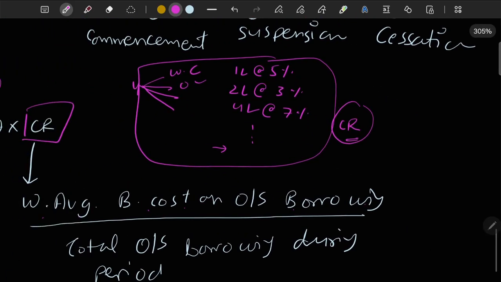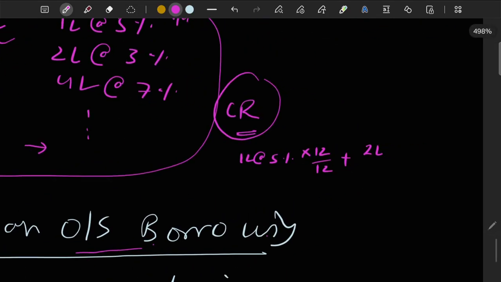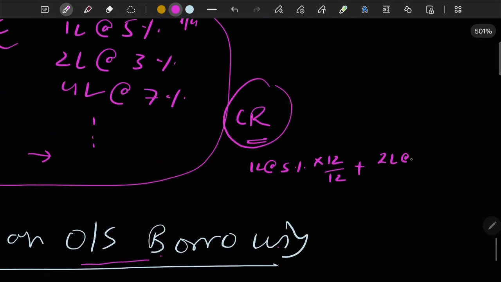So in this case, what will be our weighted average borrowing cost on outstanding borrowings? 1 lakh at the rate 5%. Let's say we have taken this on 1st April, so it will be into 12/12 for the whole period, plus 2 lakh at the rate 3%. Let's say this is on 1st June, so it will be 10/12, plus 4 lakh at the rate 7%, and this we have taken in December, so it will be 4/12.